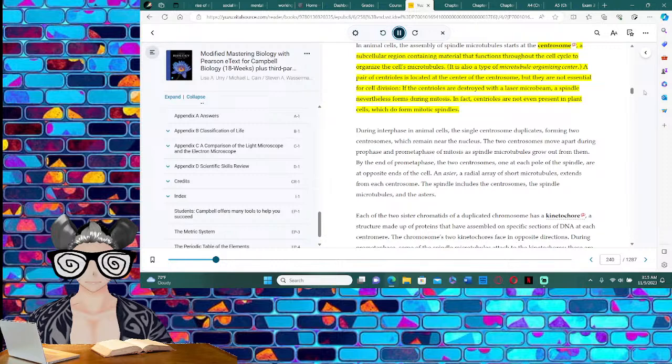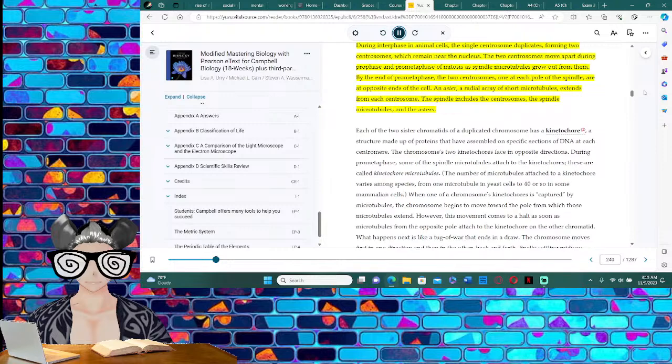If the centrioles are destroyed with a laser microbeam, a spindle nevertheless forms during mitosis. In fact, centrioles are not even present in plant cells, which do form mitotic spindles. During interphase in animal cells, the single centrosome duplicates, forming 2 centrosomes, which remain near the nucleus. The 2 centrosomes move apart during prophase and prometaphase of mitosis as spindle microtubules grow out from them.